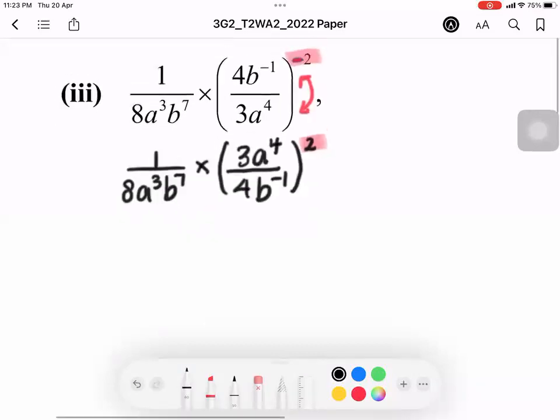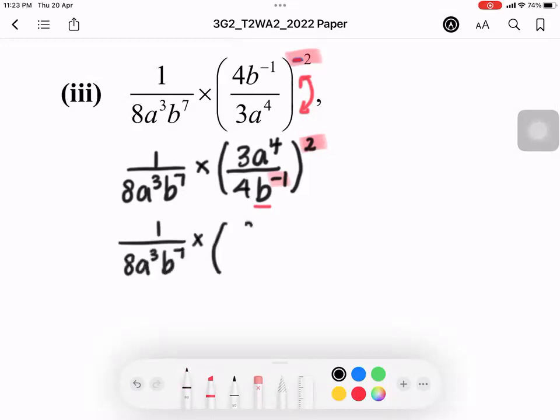Next, you also notice that some of you will probably be telling me, sure, you also got a power negative 1, right? So this power negative 1 belongs to the letter b only. So we'll shift only the letter b. This will still stay as 8a cubed b to the power 7 times 3a to the power 4 over 4. But now the letter b, b to the power negative 1, will need to shift up. So it becomes b, and now it becomes a positive power 1, right? And not forgetting, outside still got a power 2.